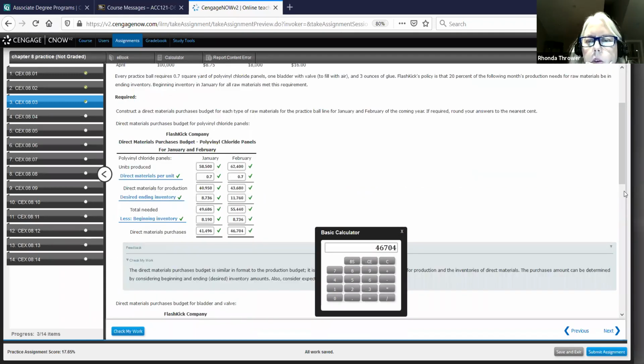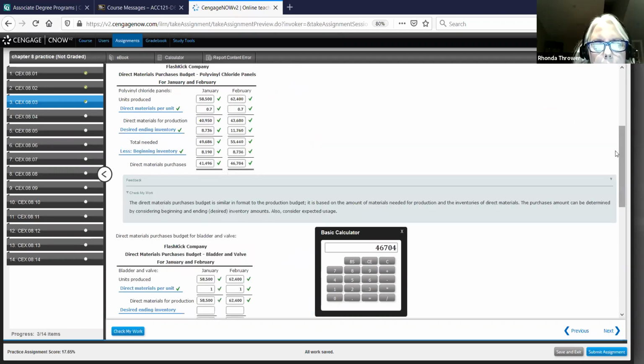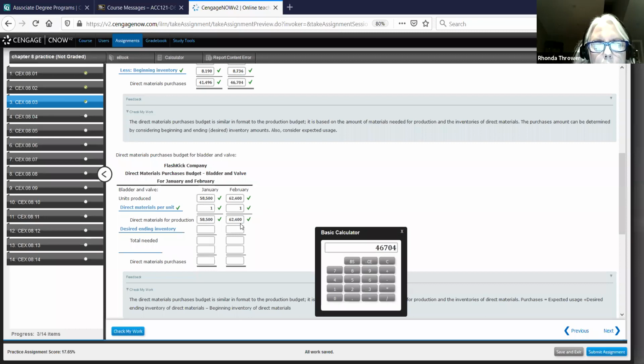And let's see what it's got to say about this. It's the same thing as we did before. It's 20% of the following month's production needs. So 62,400 is the production needs for February, times 20% equals 12,480.